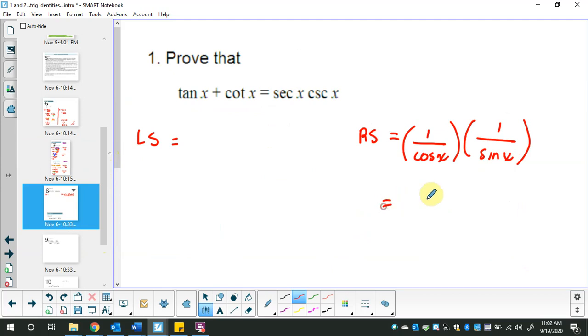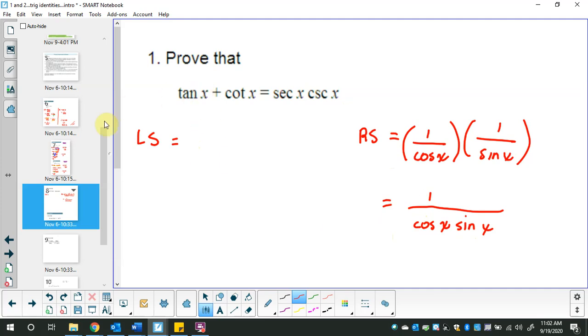And now I can multiply across the top and I can multiply across the bottom. Just a little note, cos x times sine x is the same thing as sine x times cos x. So if over here I have the bottom reversed, that's okay because it's multiplying.